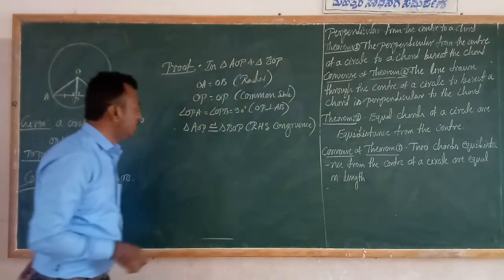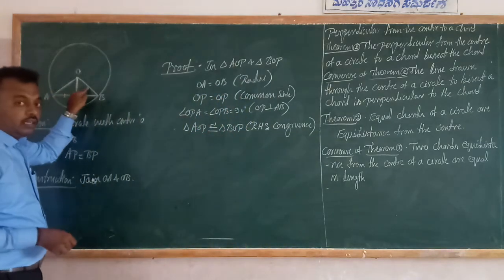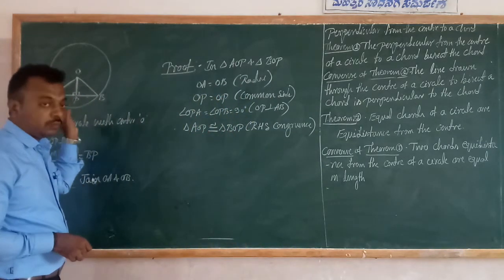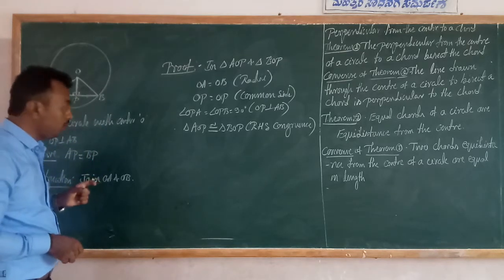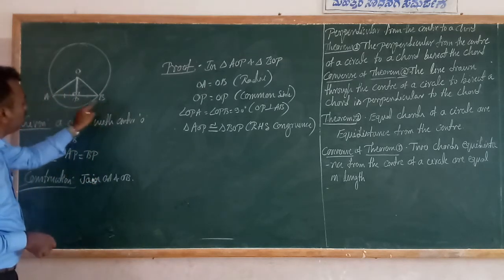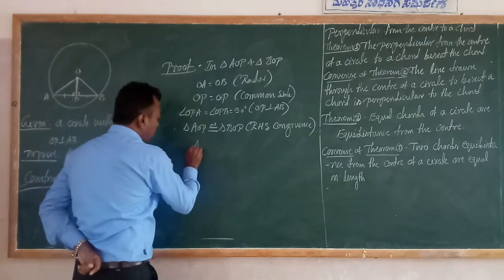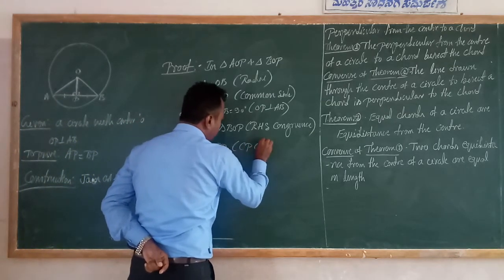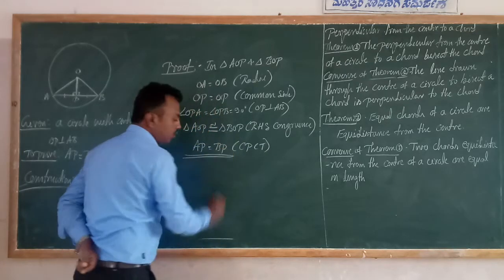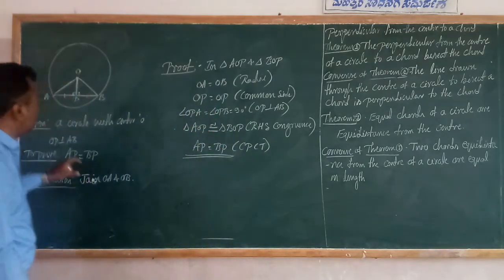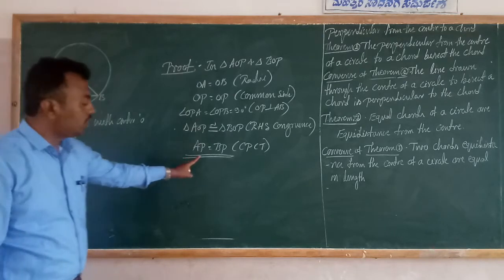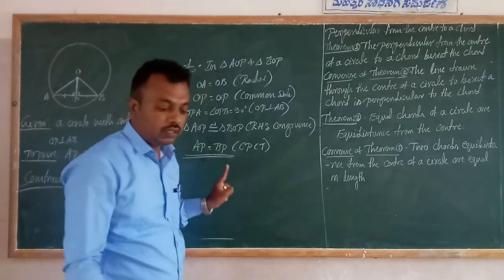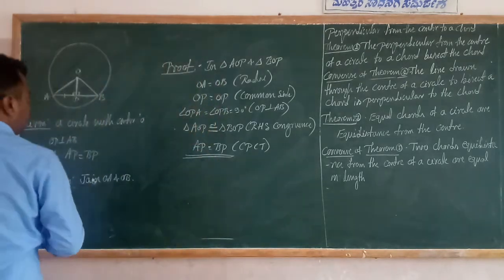Okay, students. When two triangles are congruent, the corresponding sides and remaining corresponding elements become equal. That's why AP and BP are equal. Therefore, AP is equal to BP by CPCT. Understand, students? So this is the proof of this theorem. AP is equal to BP. Okay. Next one.